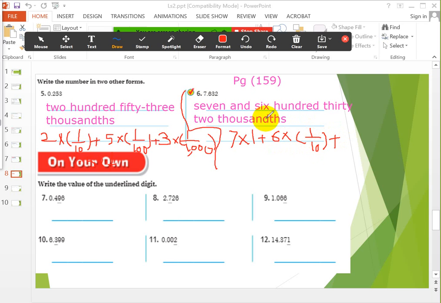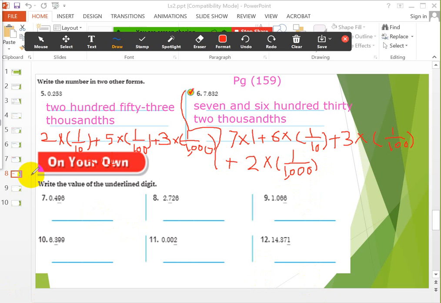Plus, I have 3 in the hundredths digit. So it will be 3 multiply 1 over 100. Okay? After that, I have here 2 in the thousandths digit. Thank you, girls. So the value of this number will be 2 multiply 1 over 1000. Okay? So these are the 2 forms for each number.